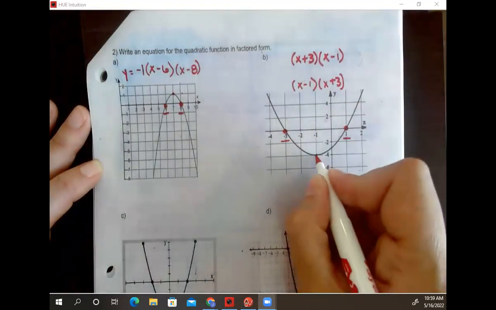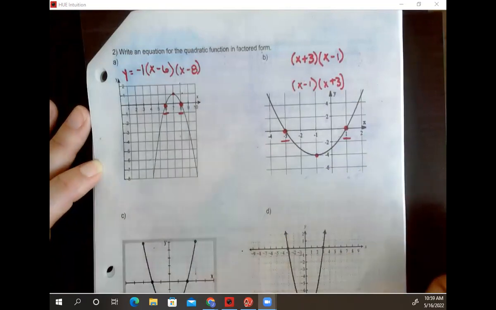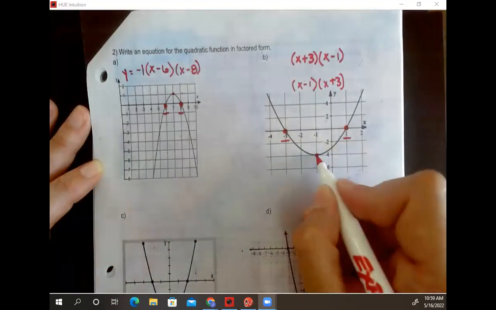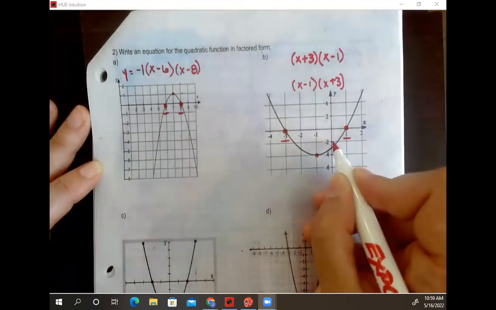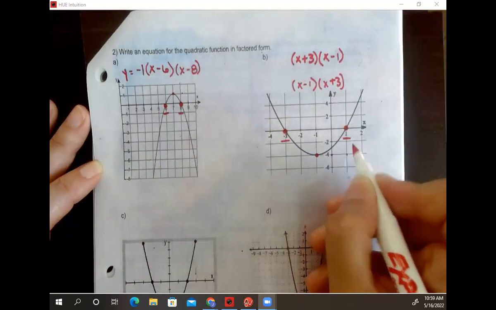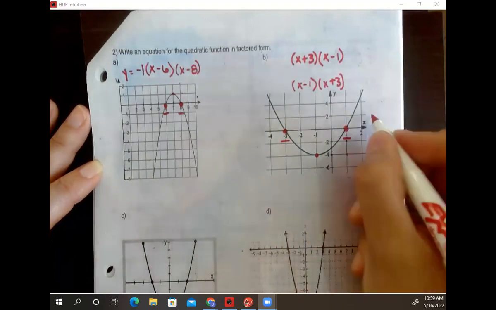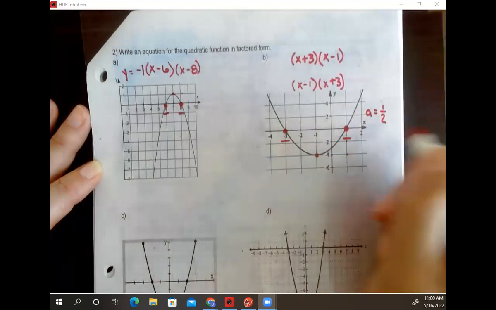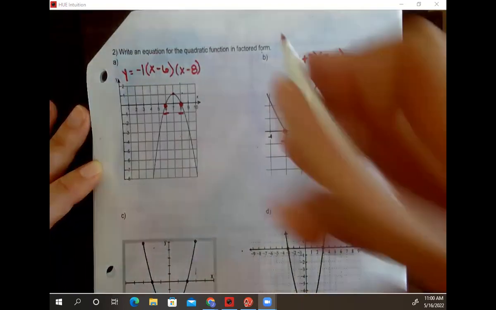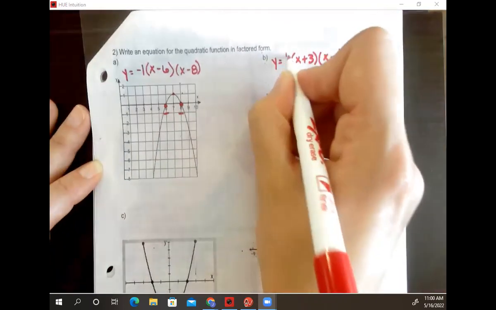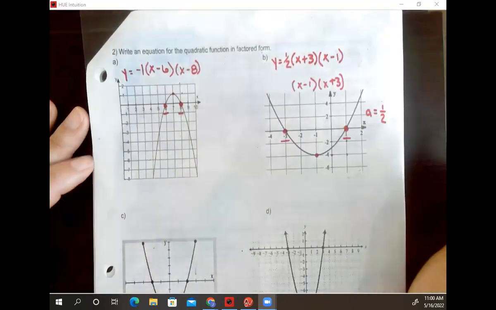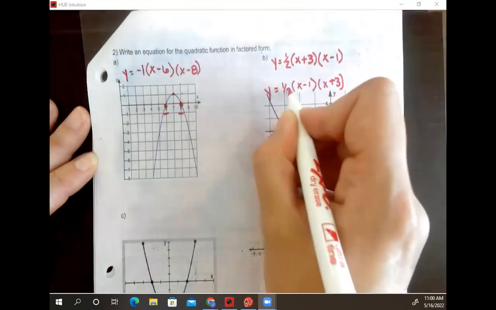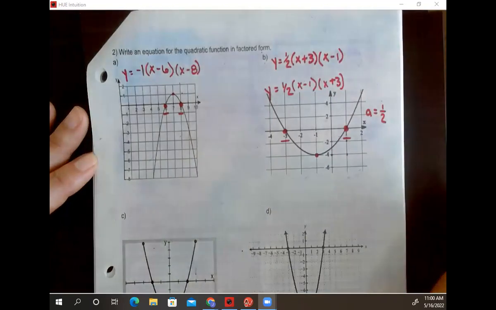And then I'm going to use the vertex to help me determine my lead coefficient. This is opening up, so I know my lead coefficient is positive. But as I go out 1, I do not go up 1. When I go out 2, I go up 2. So that means my lead coefficient would be a half. I should go up 4. I'm only going up 2. I've cut that distance in half. So I would have y equals 1/2 times x plus 3 times x minus 1. Or again, if you had the order of your factors swapped, that's fine too.